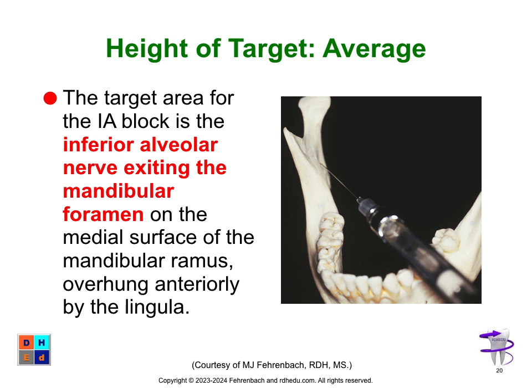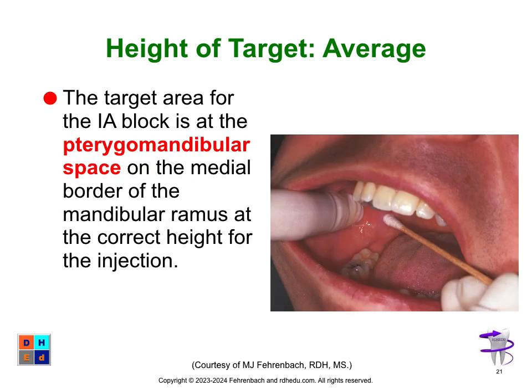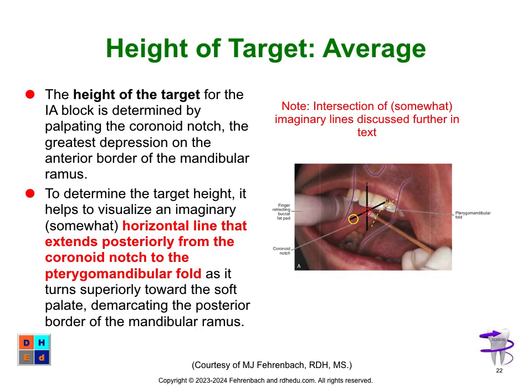Remember, there's going to be a lot of variation, not only in the hard, bony landmarks, but also in the soft tissue. But we want to get going on this height. Now, the target area is the pterygomandibular space, as we said, on the medial border of the ramus at the correct height for the injection. But how do we do that? Well, now you have to go back to the book.